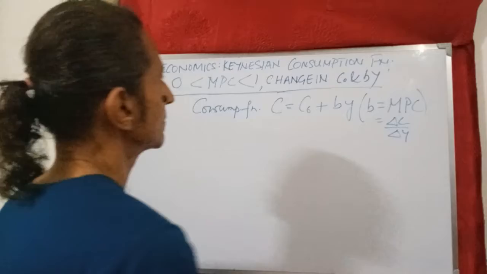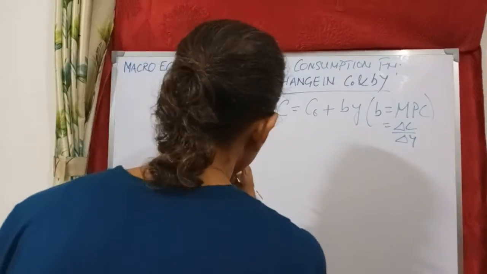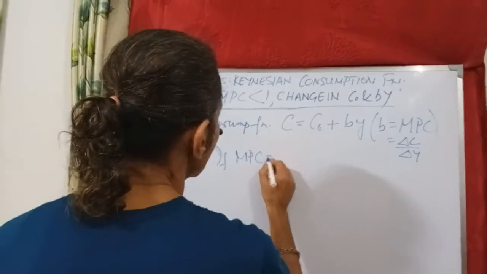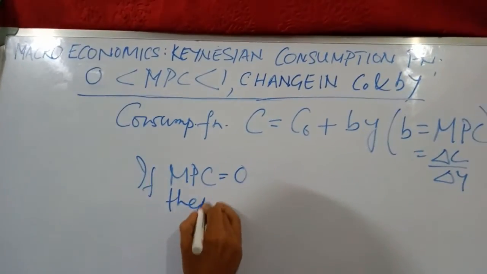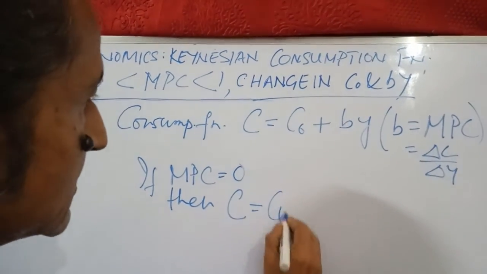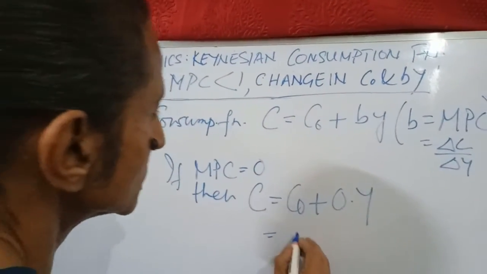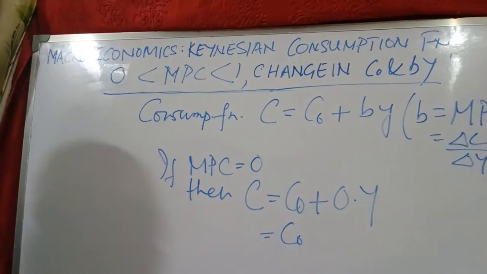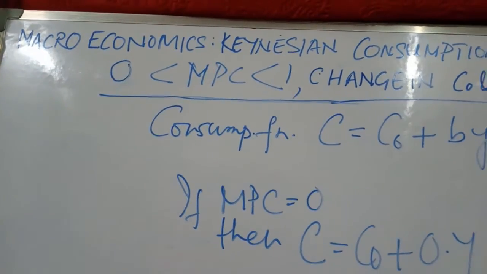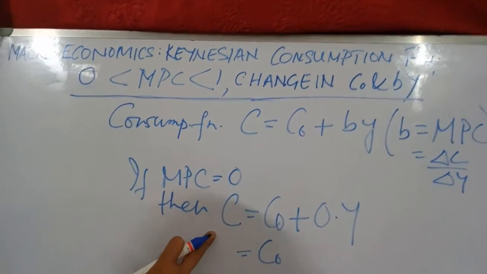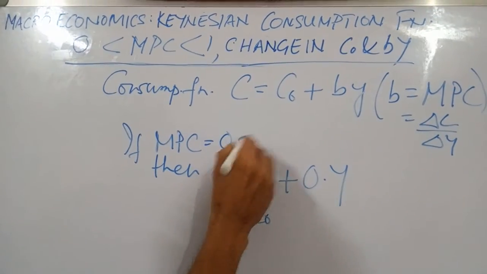Now, if MPC is equal to 0, then what happens? Then C equals C0 plus 0 into Y equals C0. So this becomes meaningless. The total consumption has only autonomous consumption. There is no induced consumption. So MPC cannot be 0.